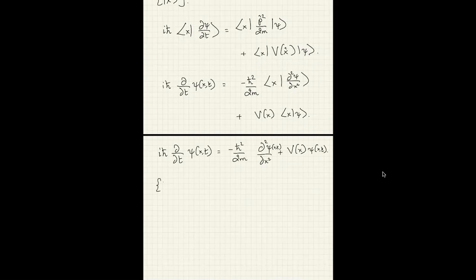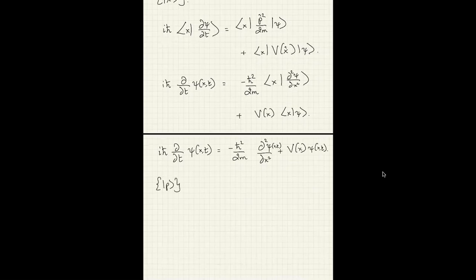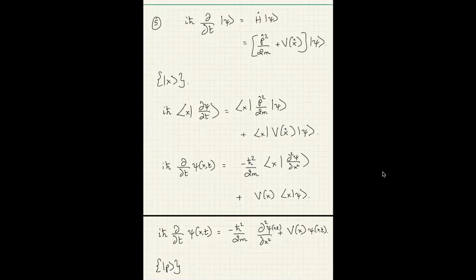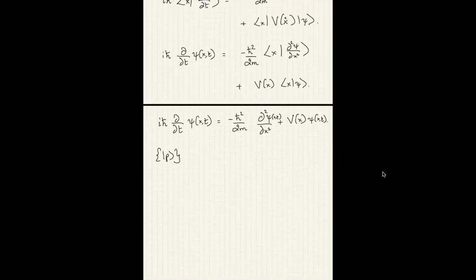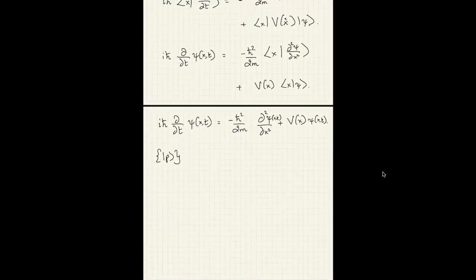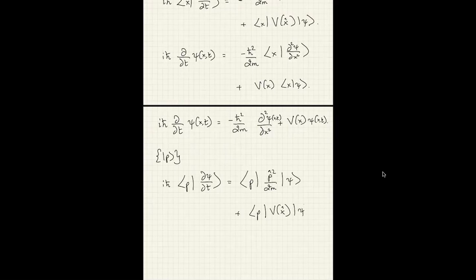So let us work it out in the p representation. To work it out in the p representation, I have to take the inner product of the Schrodinger equation, which is this equation, with p. So let me do that. iħ <p|dpsi/dt> equals <p|p square over 2m|psi> plus <p|v of x|psi>.